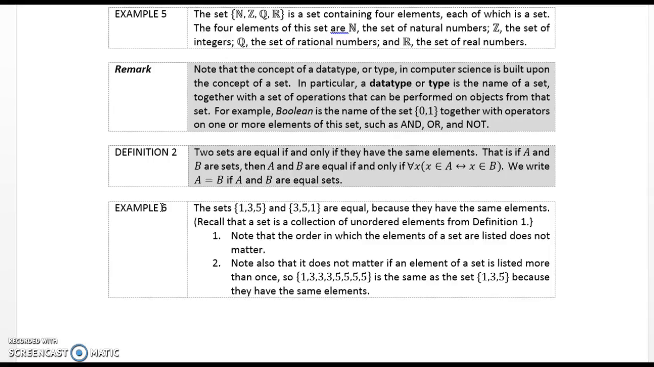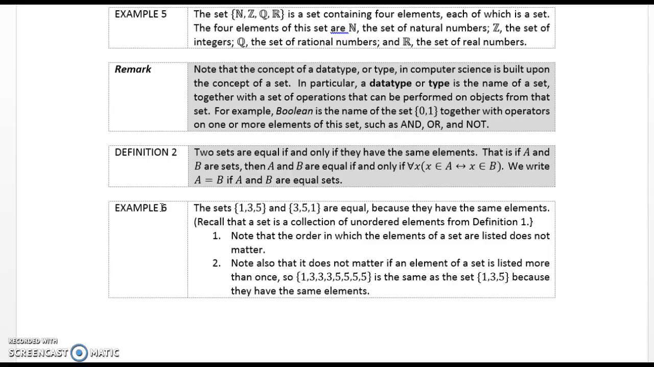Remark. Note that the concept of a data type or type in computer science is built upon the concept of set. In particular, a data type or type is the name of a set, together with a set of operations that can be performed on objects of that set. For example, Boolean is the name of the set including 0 and 1, together with the operators on one or more elements of the set, such as and, or, and not.